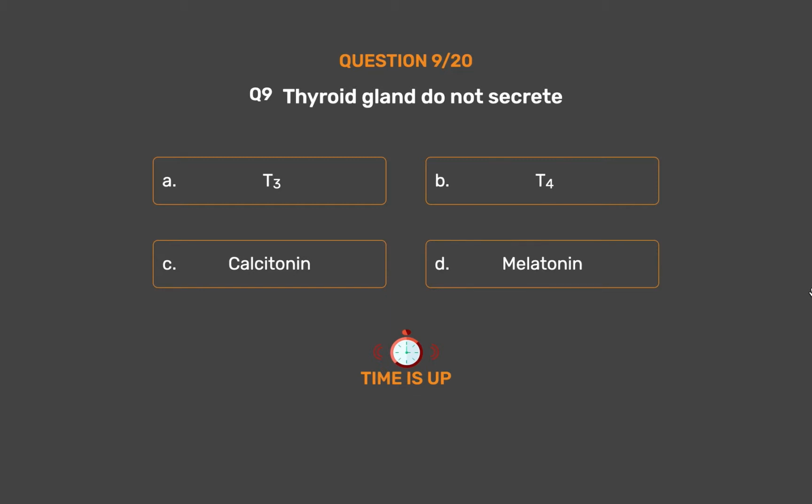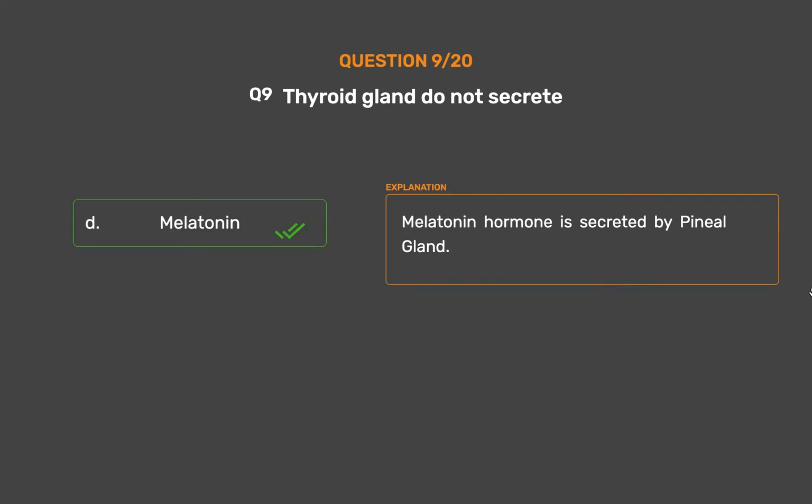The correct answer is option D. Melatonin. Melatonin hormone is secreted by the pineal gland.